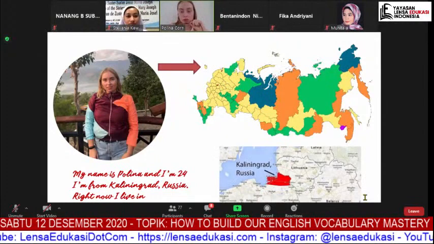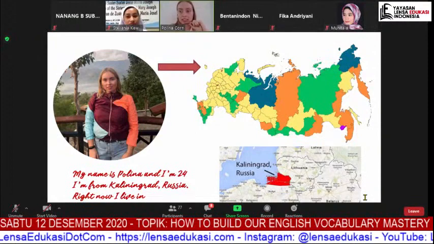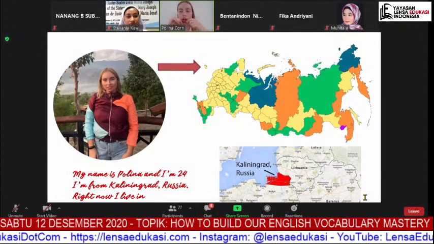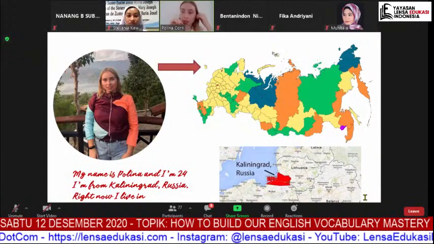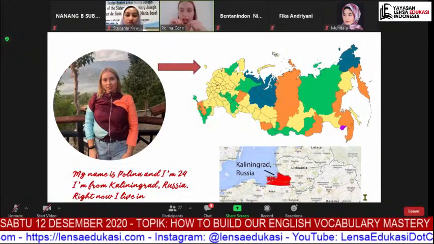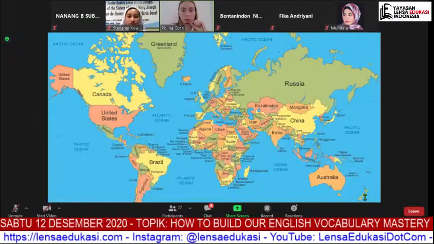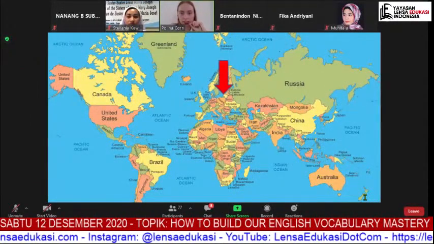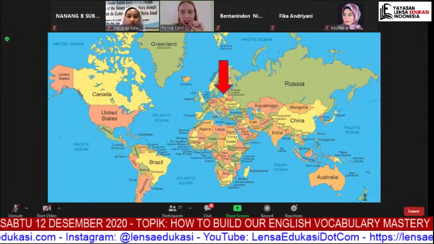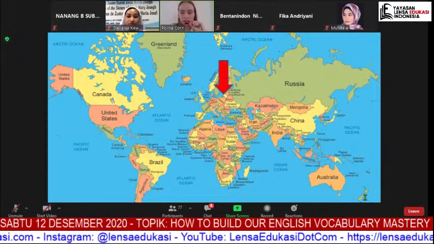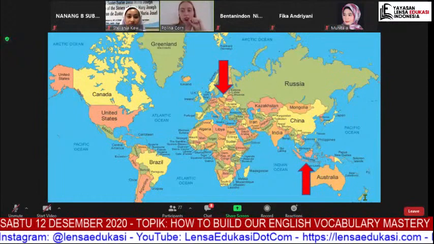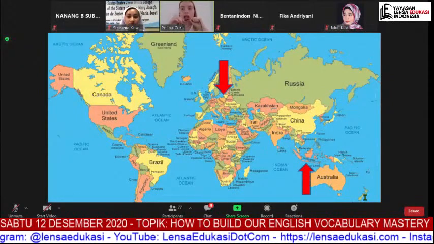One more picture about my location. Kaliningrad is a Russian city, a Russian region, located between Poland and Lithuania. I will show you once again on the big map so you can understand where it is. Here, this little green spot is Kaliningrad, and right now we are here on Java Island, Indonesia.